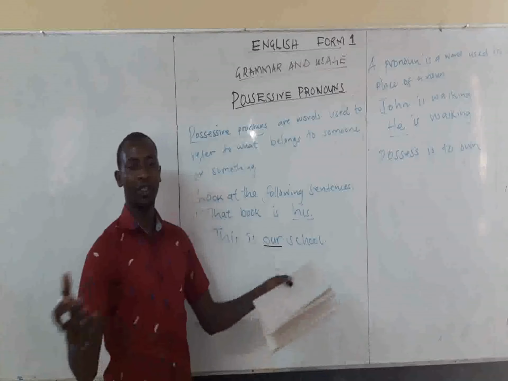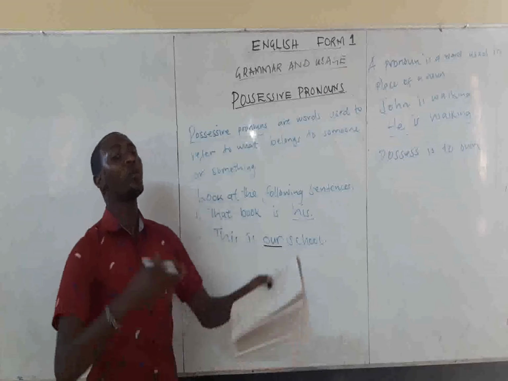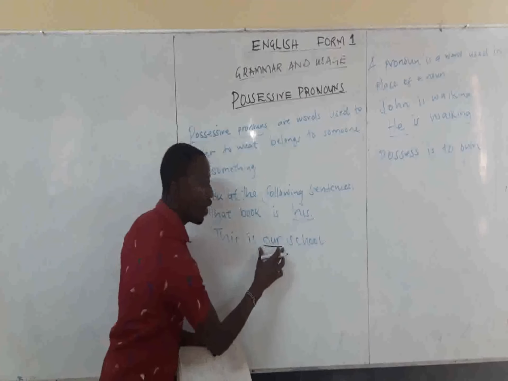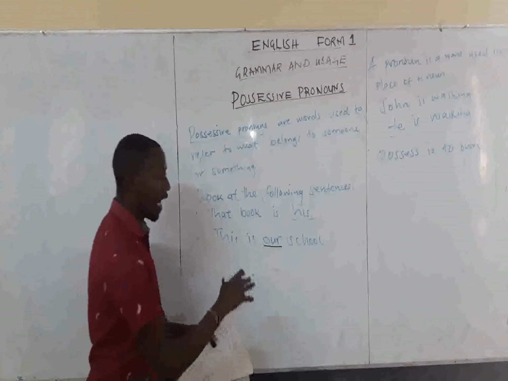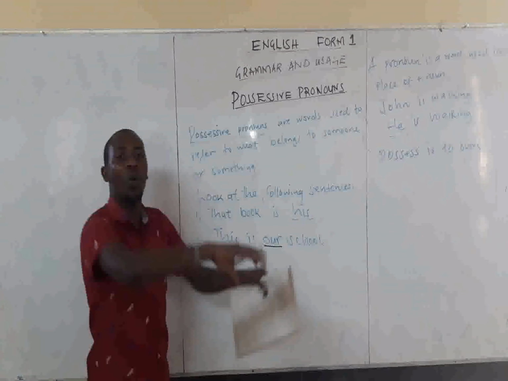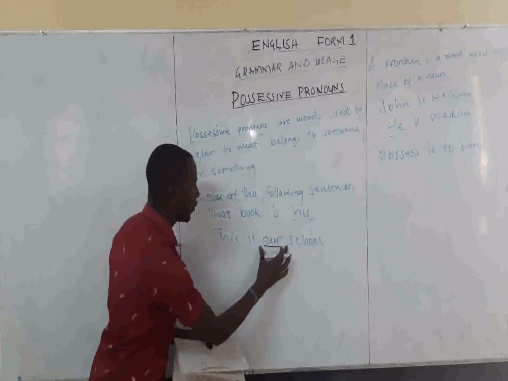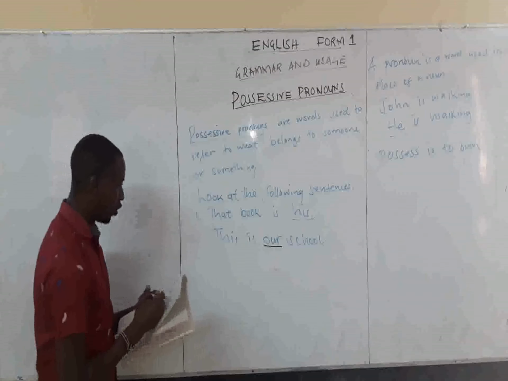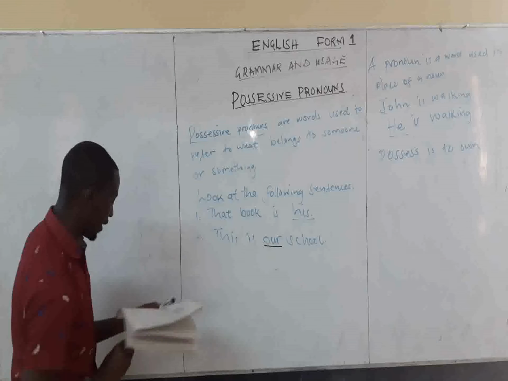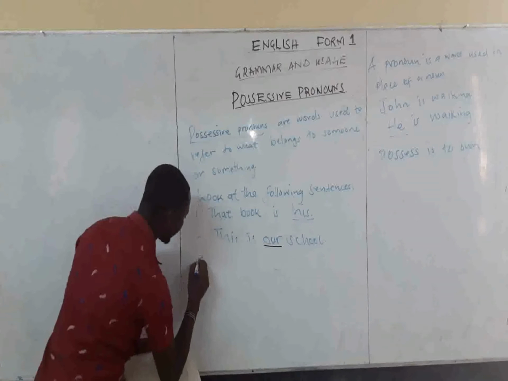Our here stands for those many people who own that school, or who that school belongs to. For example, all of us, students, teachers, and we have our names. So we are the people saying our. It is our school. It is showing possession.